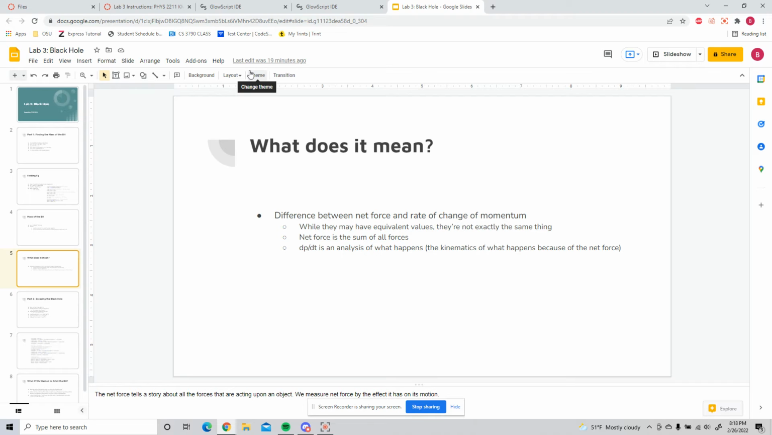dp over dt tells a story of the motion. It doesn't tell a story about the forces. It says nothing about whether gravity is acting upon it, whether there's a normal force or spring or tension. It just describes what the object is going through. It's an analysis of the object's kinematics. So essentially, yes, they may be equal in value, but they measure different things.